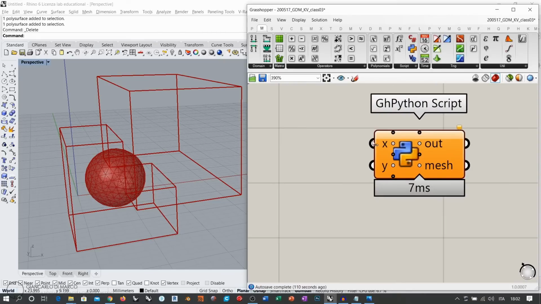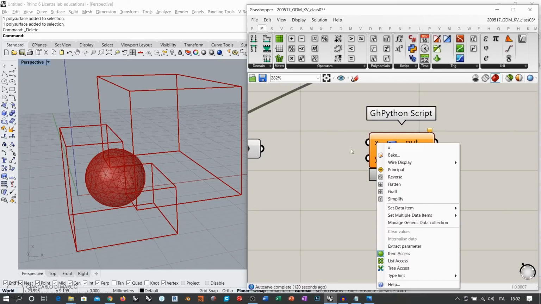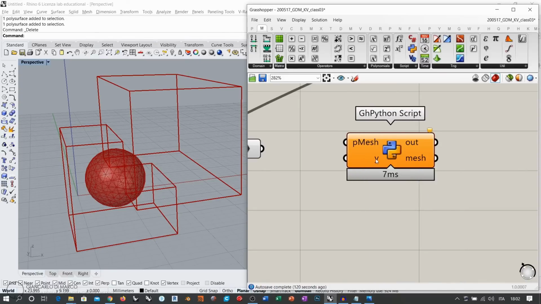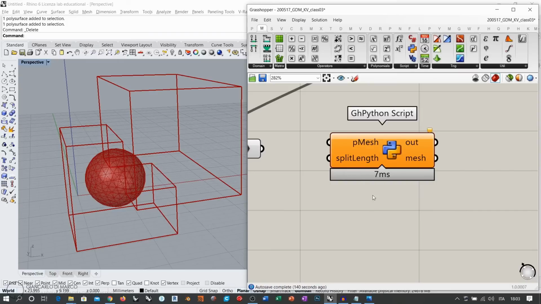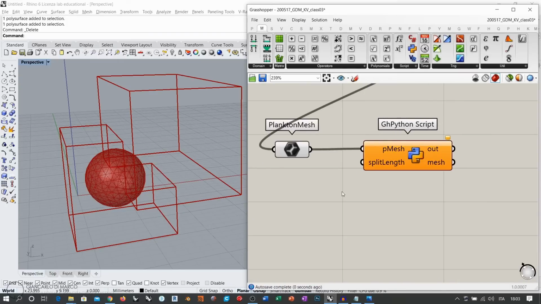And what I want to use inside this GH Python script is, first of all, a Plankton mesh, so let's say a P mesh, and I need a value here, which is going to be the value that defines the necessary length for splitting a specific edge. So I would call this split length. Okay. So I am sending this object, this Plankton mesh, to the P mesh, and then I need a split length.